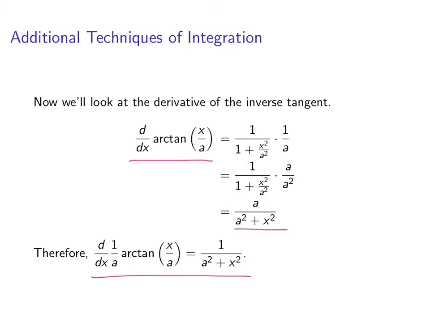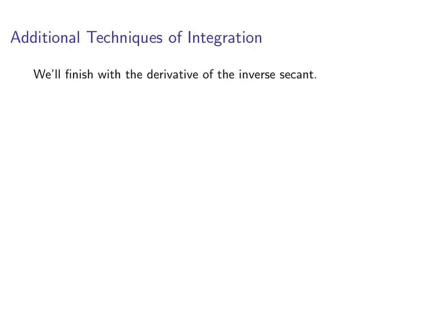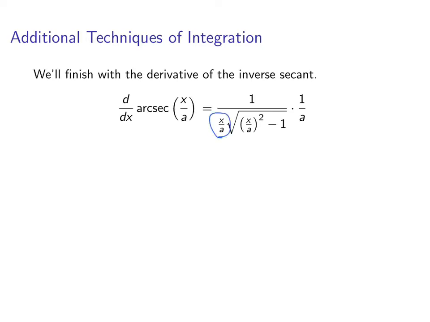All right, we've done arcsine, arctangent. Let's talk about arcsecant. So the derivative of arcsecant is 1 over that thing times square root of that thing squared minus 1, and then the piece at the end, the 1 over a, that comes from the chain rule.